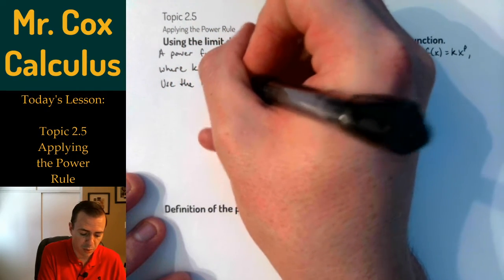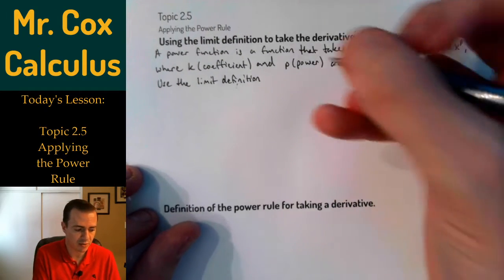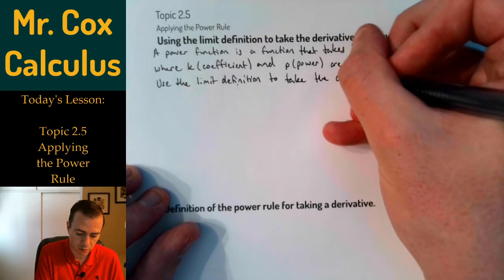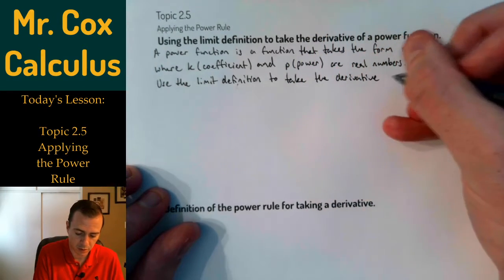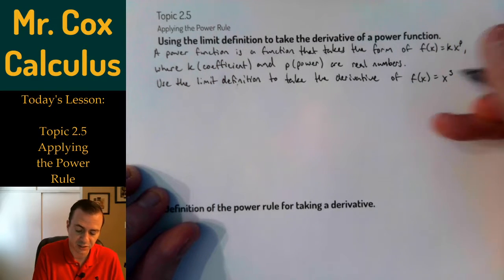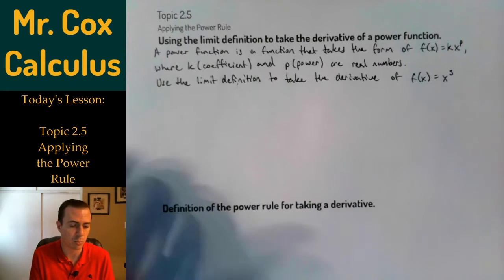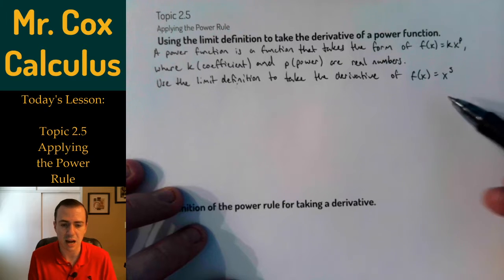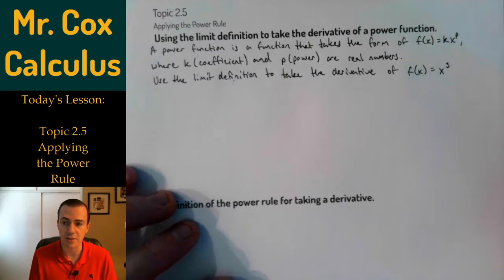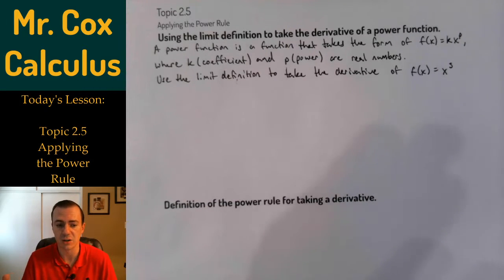So let's use our limit definition, which is the only thing we know to take a derivative right now. Let's use the limit definition to take the derivative of f of x equal to x cubed. Again, I'm letting my coefficient here be 1 for today. We'll bring in coefficients in the next topic, but it is a power function. X is being raised to a power. In this case, the power is 3. It's just your parent cubic function. So I'm going to use the limit definition here to take the derivative.